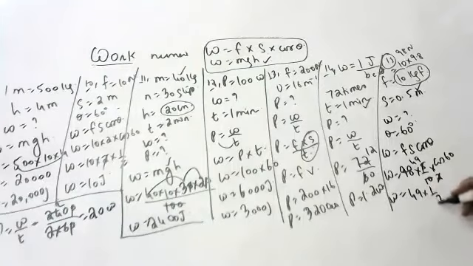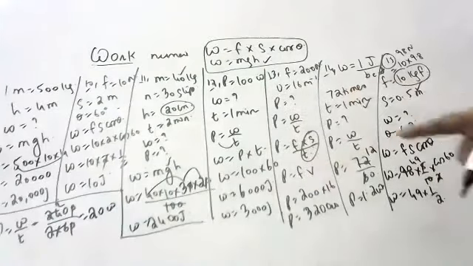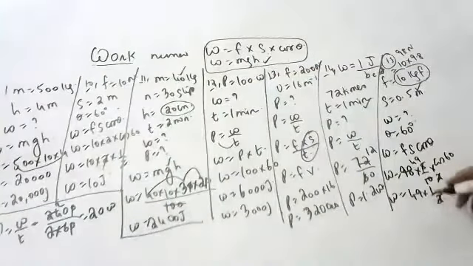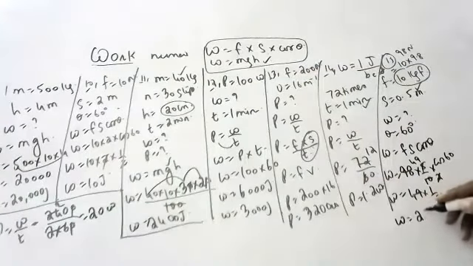Very good. I wrote cos 60 somewhere here. Yes, here. Cos 60 is 1 by 2. So 49 by 2 is how much, children? 24.5 joules is the answer.